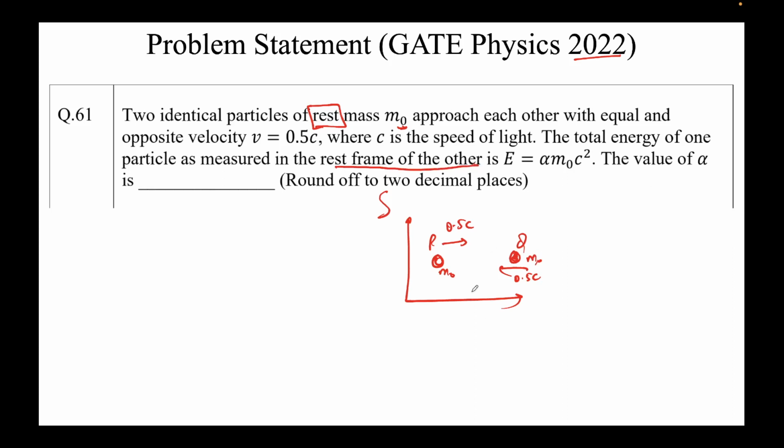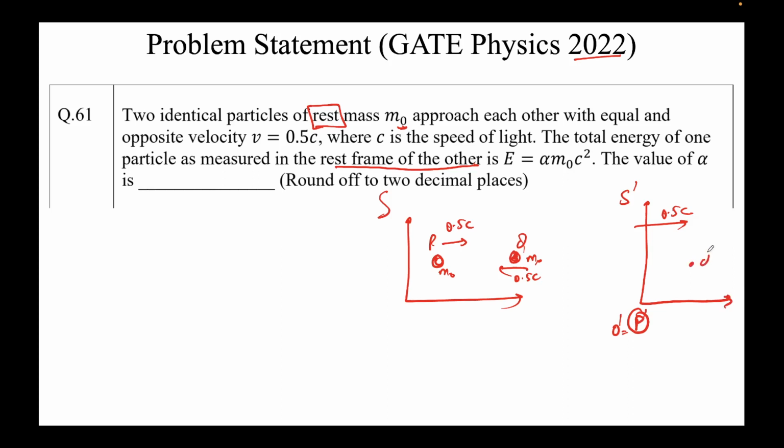We need to find the total energy of one particle as measured in the rest frame of the other. So we have to go into the frame of one of these particles. I'm going into P's frame, so this is S prime, which means this frame will move at 0.5c. You can go into Q's frame, it will not change the answer; just because we are habituated to seeing this direction, that's why I'm doing this. Here I'm in P's frame, so the observer O prime is nothing but P, which remains at the origin.